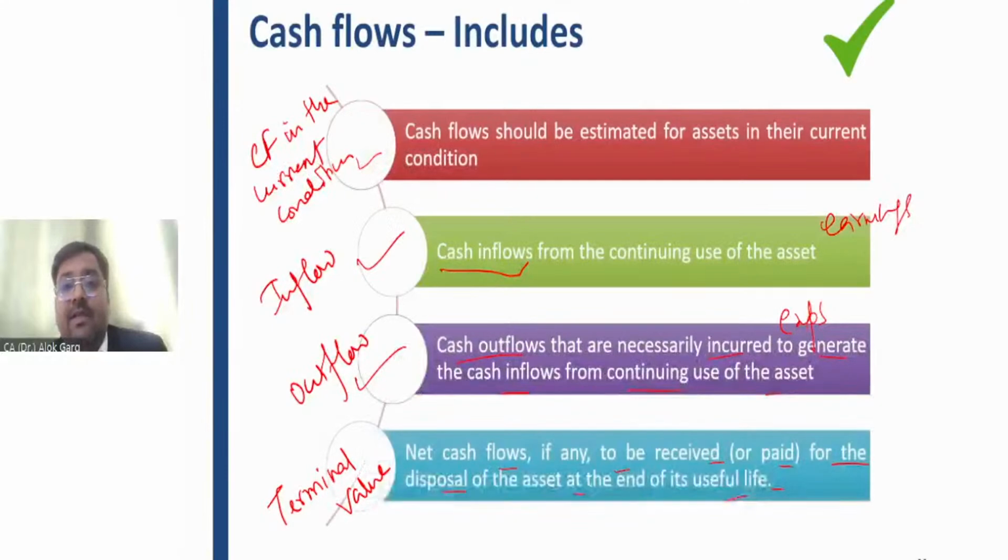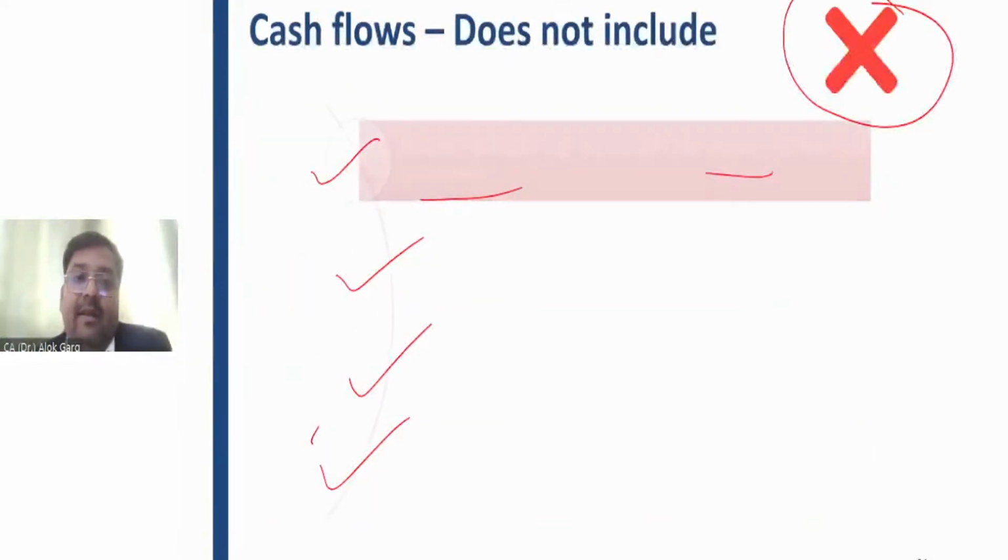Then we have discussed that the cash flow should be estimated for the asset in its current condition. I have taken the example of that driverless car also, right? I have taken an example of a plant also where you are going to relocate. So then you have to take cash inflow from the continuing use, cash outflow which is necessary for earning that cash inflow, and your terminal value cash flows as well, right?